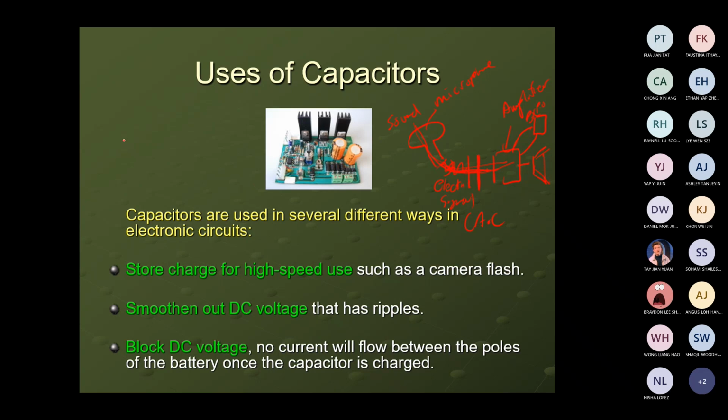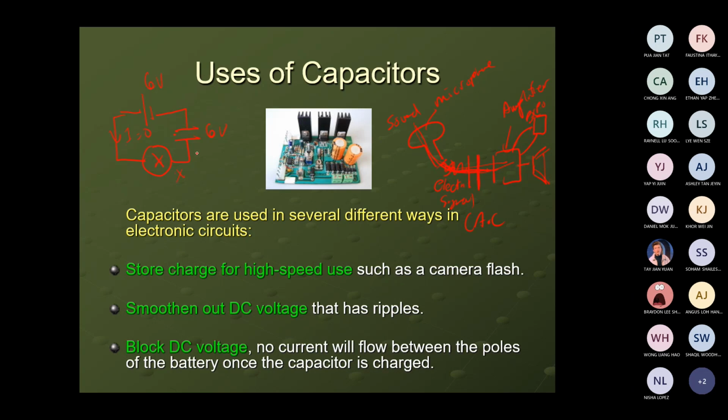If you have a battery and a light bulb, and you put a capacitor in series with the battery, then you switch on the battery. The light bulb will light up for maybe a few milliseconds until the capacitor becomes charged. If the battery is 6 volt, the capacitor will be charged to 6 volt. Once the capacitor is charged to 6 volt, the current becomes 0, so the light bulb won't light up.